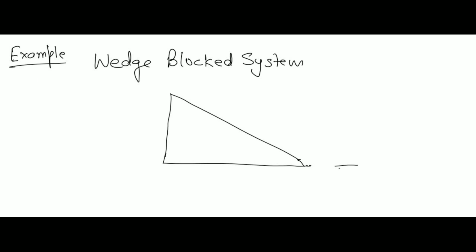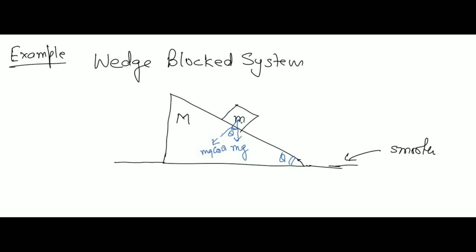So let me draw it here. This surface is smooth and there is one block on it that has a small mass m, and the wedge has a capital mass M. Now let us draw the forces on these masses. There will be a gravitational force on the small mass, mg, and suppose this angle is theta. There will be two components of mg: mg cos theta, and this component is mg sin theta.